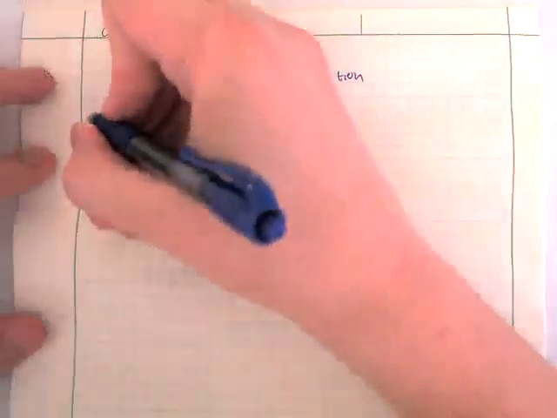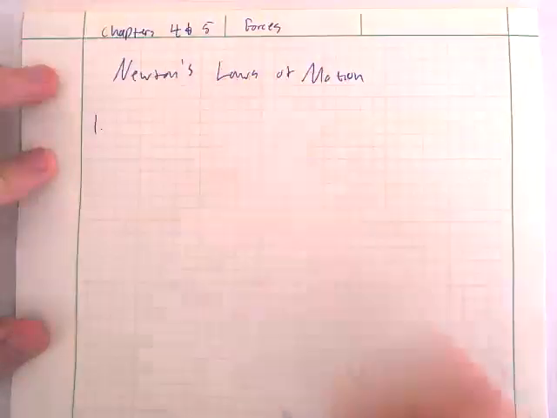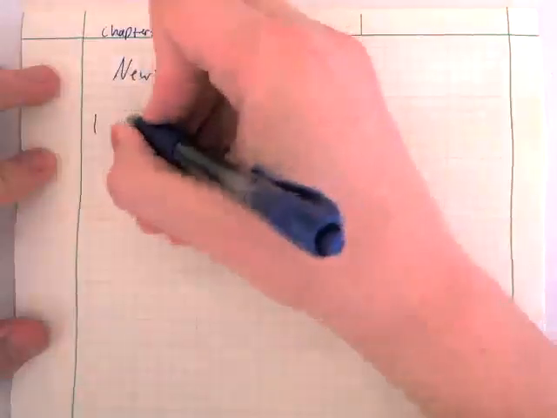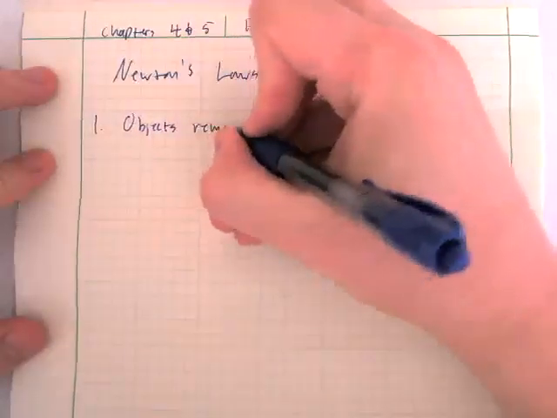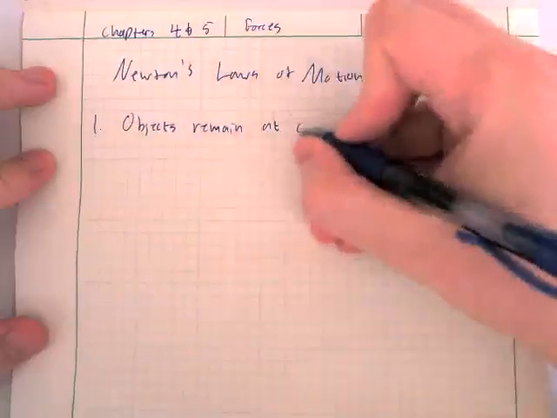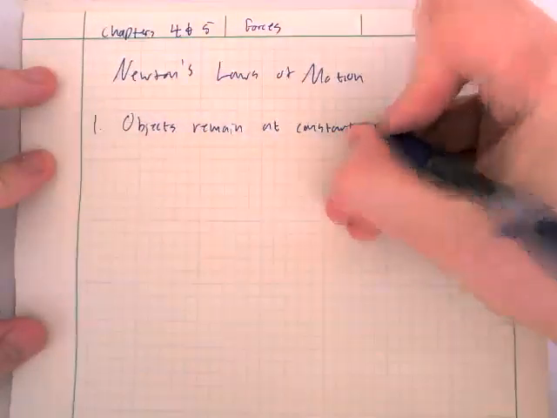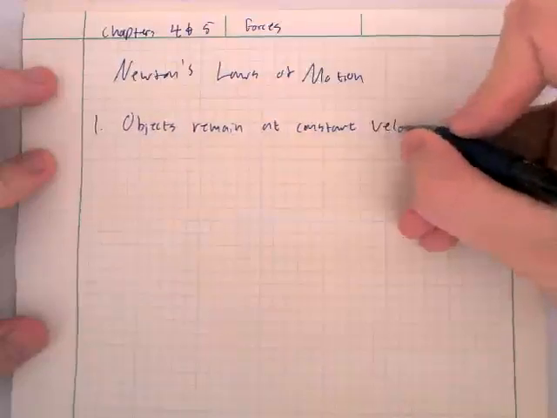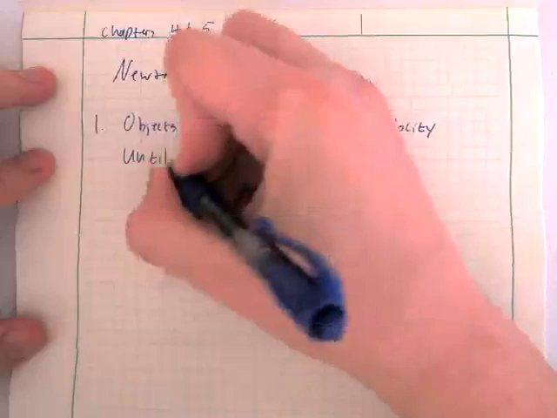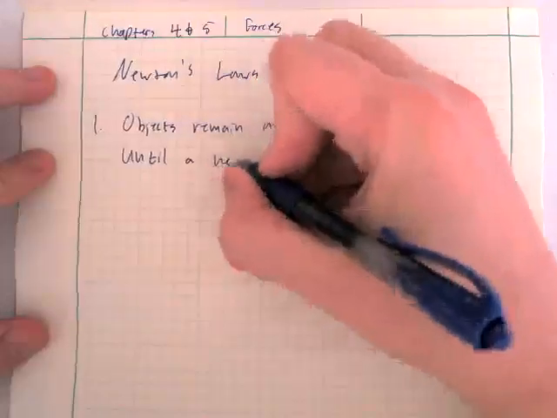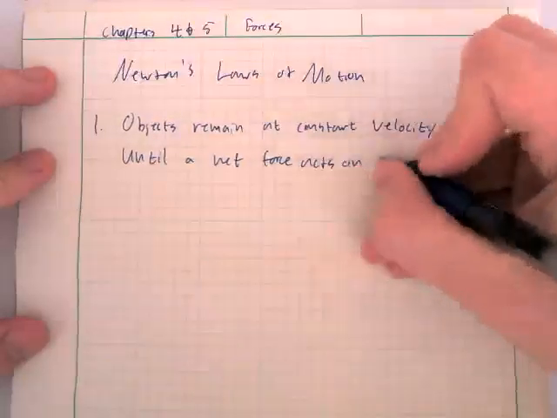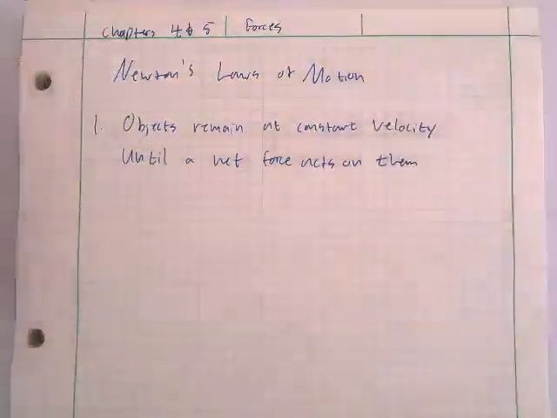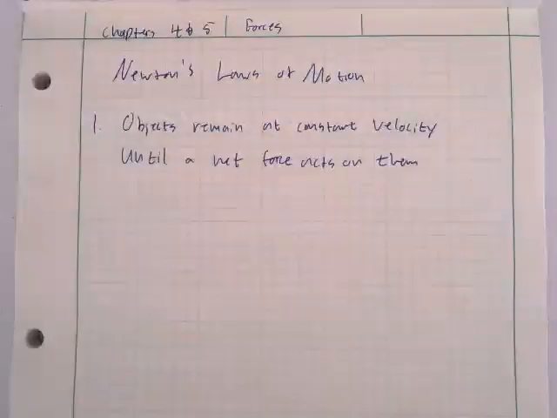So the first law we can state something like this: objects remain at constant velocity until a net force acts on them. So objects remain at constant velocity until a net force acts on them.